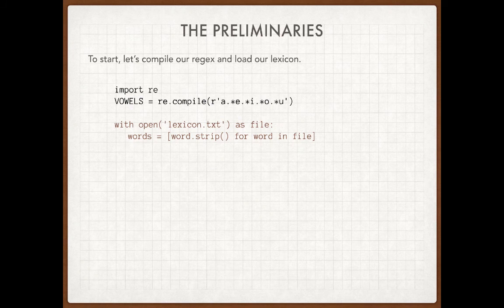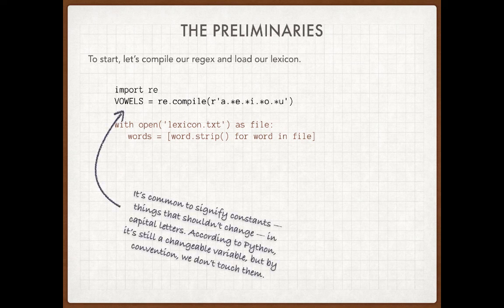So let's look at a little Python here, and then we can do this in the command line. Again, I'm going to have to import the re module, and what I'm going to do is compile my regular expression, and here's my AEIOU pattern match. I'm going to put that now into a variable called vowels.